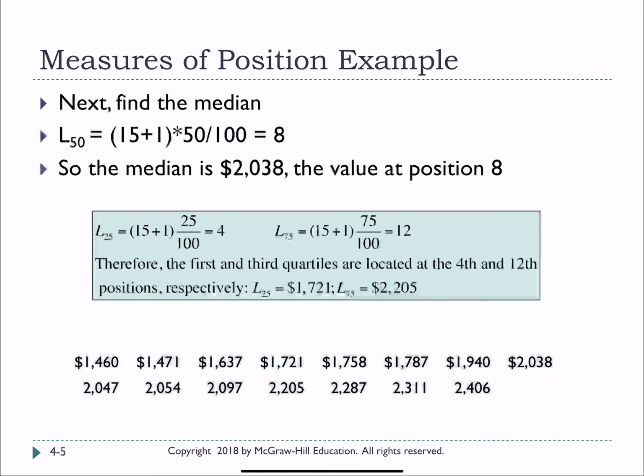Now we're going to work on finding the median, the value in the middle. Again, we have 15, so our N is 15 brokers in my sample here. I'm trying to find the median, so that's the 50th percentile. So it's 15 plus 1 times 50 divided by 100, or 8.